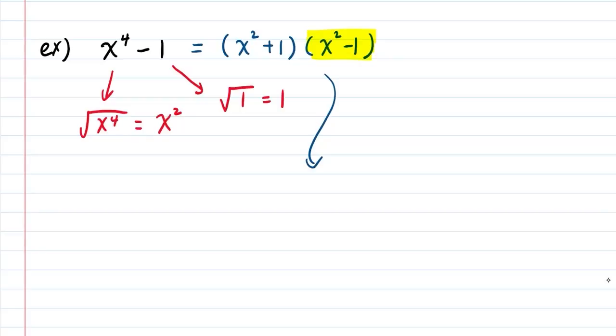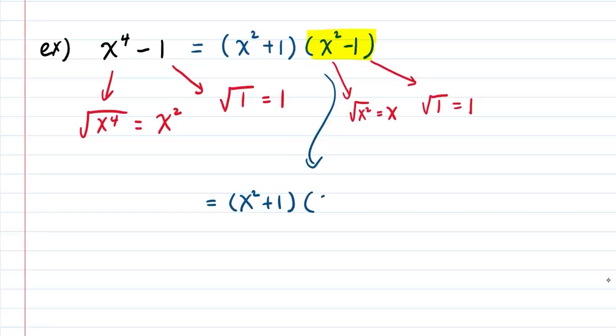We're going to keep the first one the same, x squared plus 1. We're going to just try factoring the second one. So the square root of x squared is x. Taking the square root of 1 is 1. So it will be x plus 1 and x minus 1. So the last example has 3 factors in the brackets. That's it. That's how you do the difference of squares.